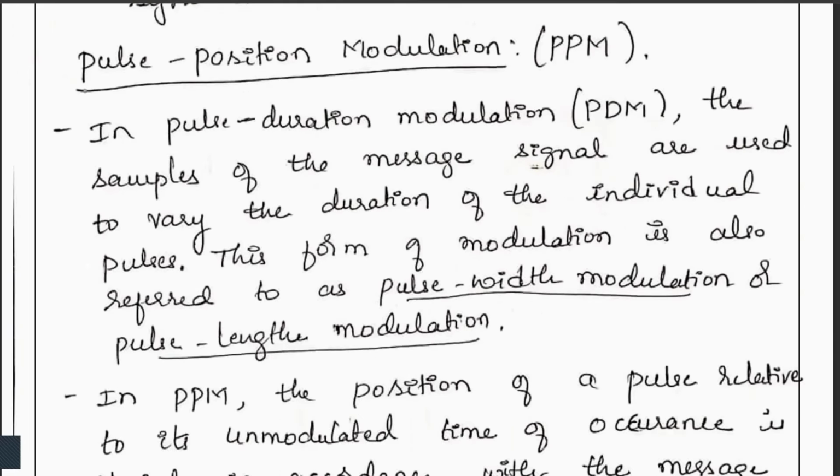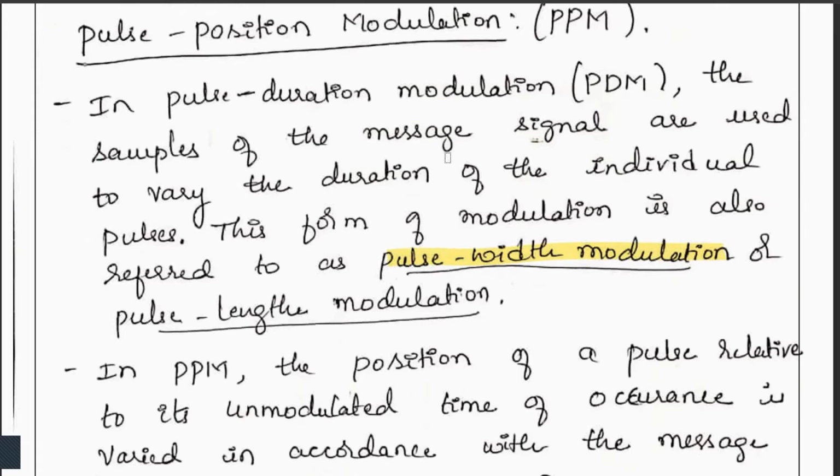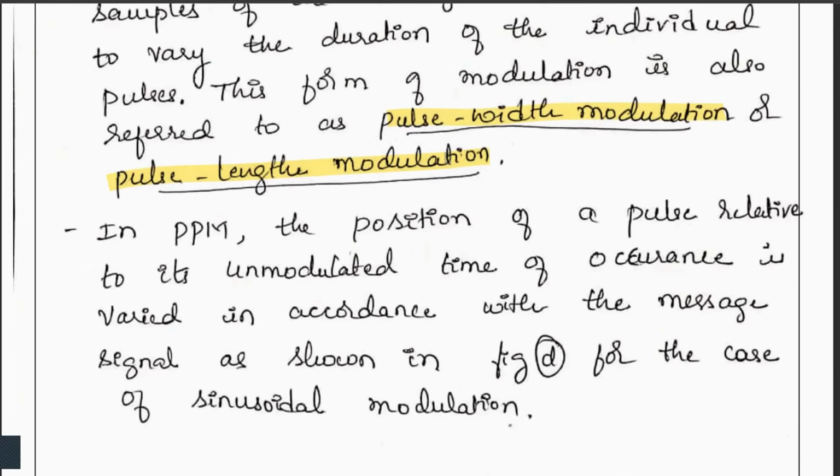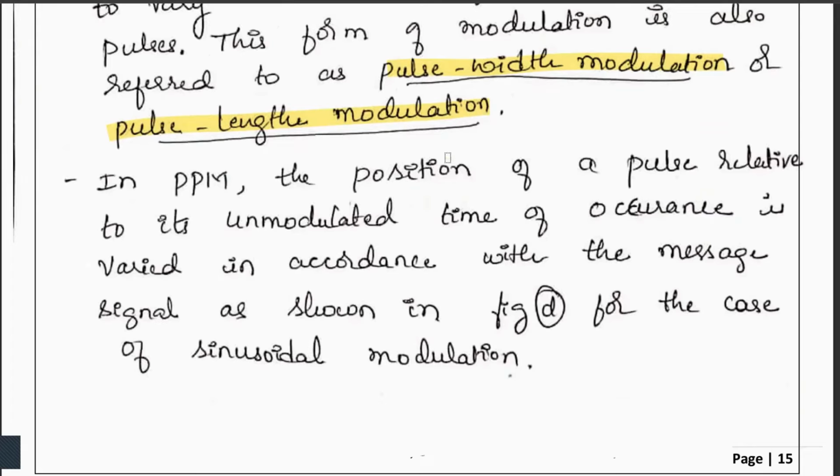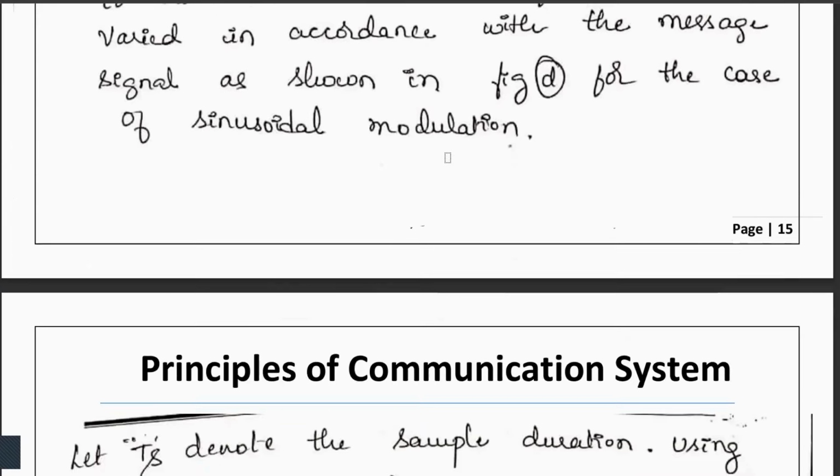Now pulse position modulation, PPM. In pulse duration modulation, PDM, the samples of the message signal are used to vary the duration of the individual pulses. This form of modulation is also referred to as pulse width modulation or pulse length modulation. In the PPM, the position of the pulse relative to its unmodulated time of occurrence is varied in accordance with the message signal. That is for the case of sinusoidal modulation.